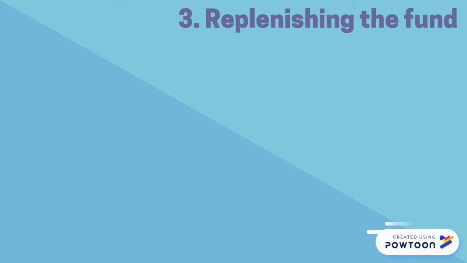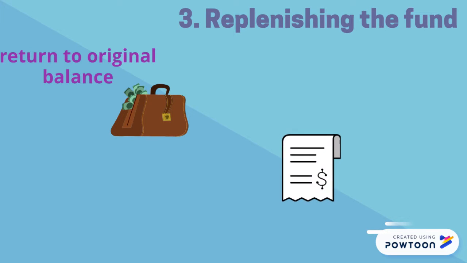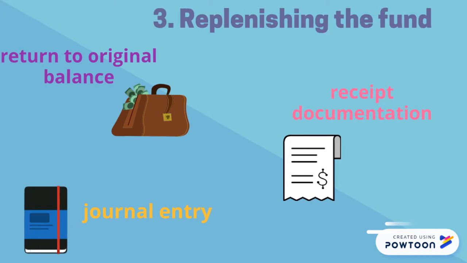Replenishing the fund. A business replenishes the fund by cashing a check for the amount needed to bring the balance back to its original value. Receipts collected from payments are used as documentation for recording expenses. A journal entry is made to record the replenishment of the fund.